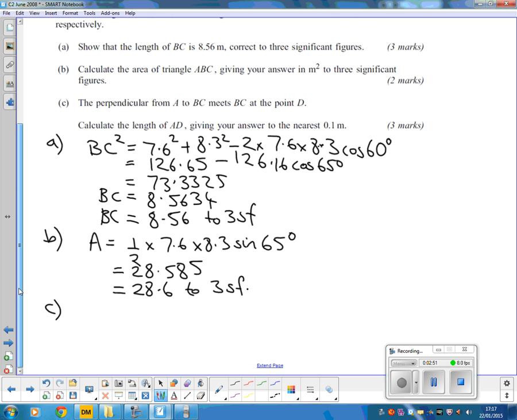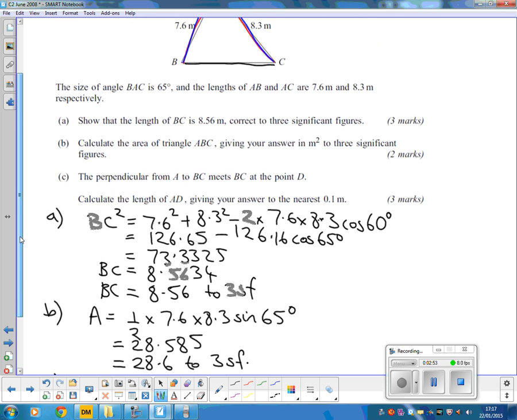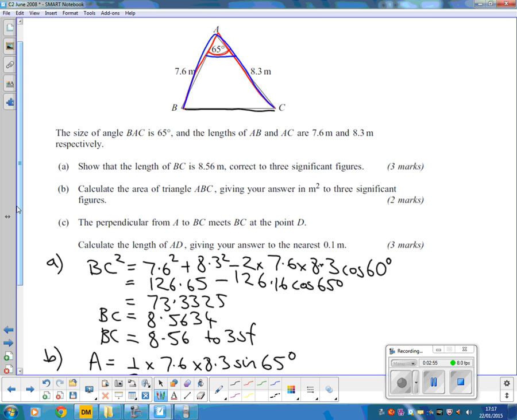Right, two fairly straightforward, just using the formula. Now we're going to have to do some thinking. Let's get rid of all my lines. Right, the perpendicular from A to BC. So let's draw a line from A to BC. Perpendicular, so it's going to be at right angles. Meets the end at point D. And we want to work out the length of AD here.